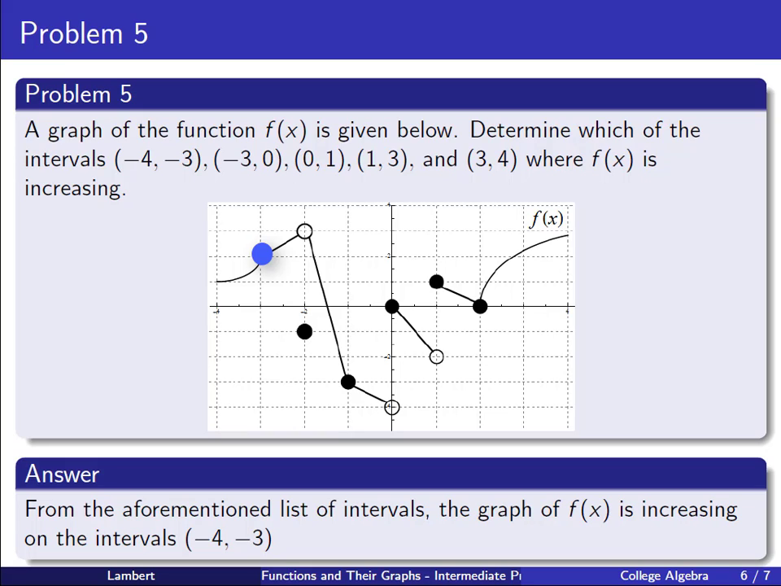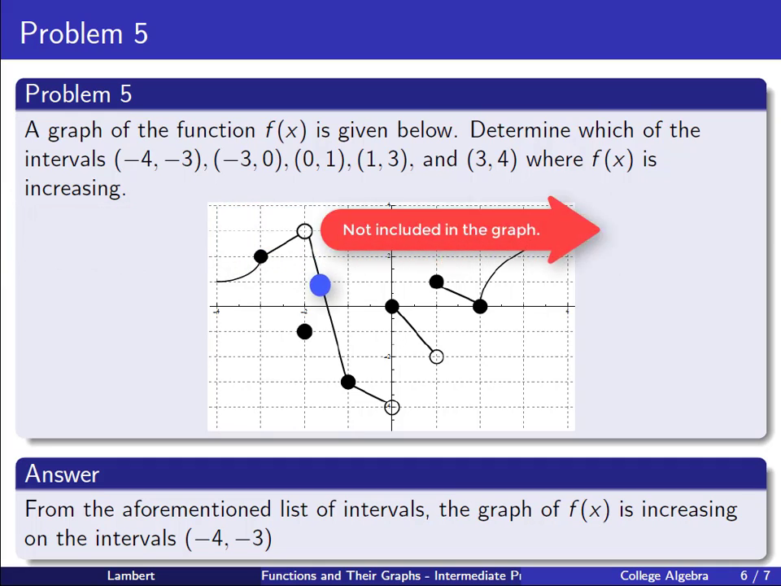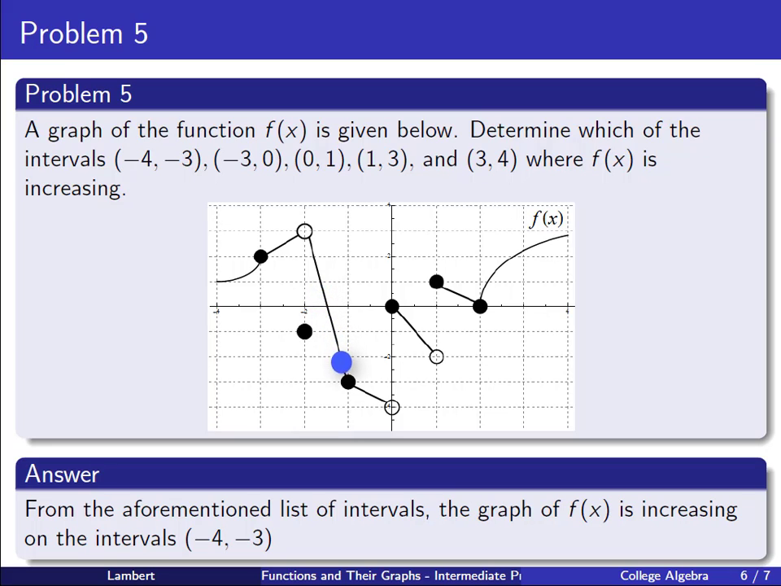Now let's jump to the points negative 3 to 0. Notice from negative 3 to negative 2, we are increasing if you're following that dot. But as soon as we hit negative 2, all of a sudden we start to drop off. And in fact, it is starting to decrease from negative 2 to 0. So that means that interval is not an increasing interval.